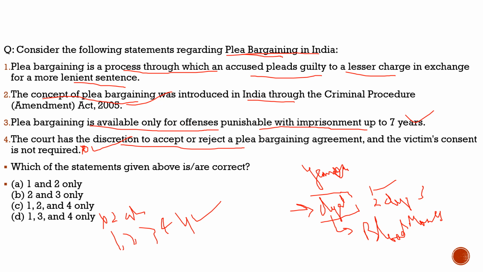And also, we understood that the court has the discretion to accept or reject a plea bargaining agreement, and the victim's consent is not required. 100% correct. So with respect to this question, all the 4 statements are correct. With this, let's move to another question and try to solve what we had brought.